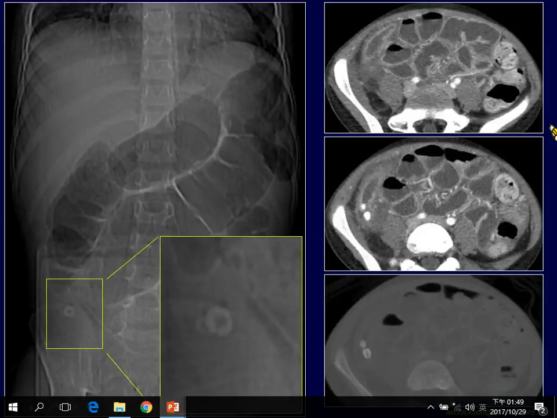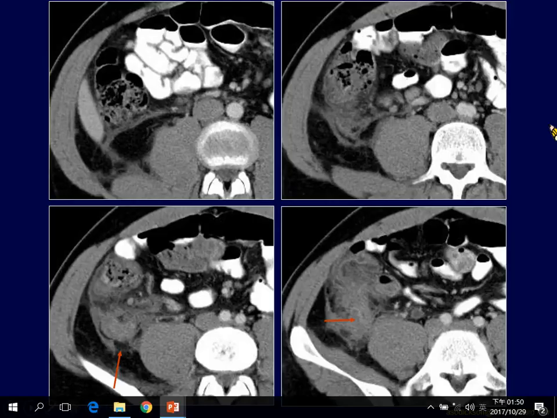Here it is on CT. There is the appendix. Here is the fluid-distended, hyperemic appendix with some surrounding fat stranding, though it's very difficult because this is a small patient with very little surrounding fat. Here we have a case where a portion of the appendix is probably visible here, but it's very hard to distinguish exactly where it is, probably somewhere in here.